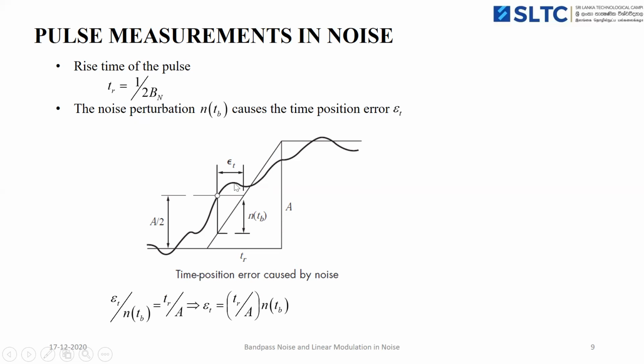Then you can see from this graph that epsilon t and n of t form a right angle triangle, and we can equate the ratio of epsilon t and n of t to the ratio of the amplitude A to the rising time TR. So here we write that epsilon t by n of t equals TR by A. From this we get the time positioning error epsilon t equal to TR by A into n of t.